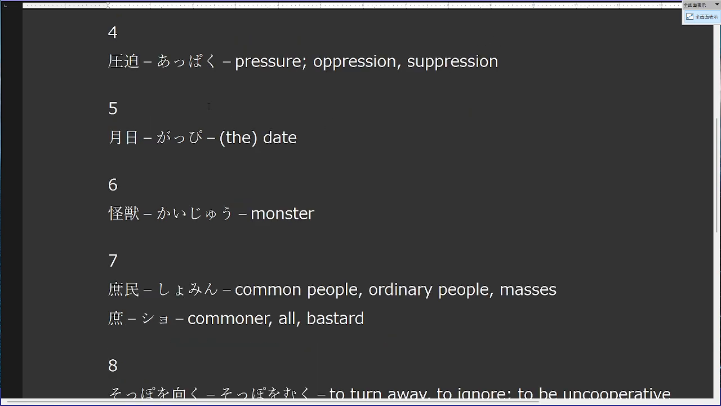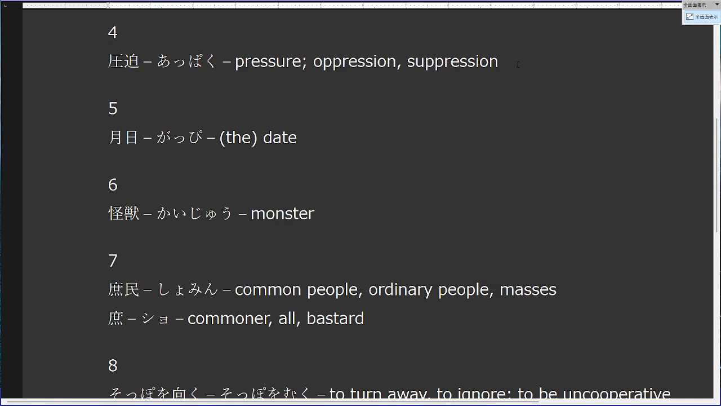Number four is appaku. Atsu on the left side for pressure, and haku on the right side for also kind of approaching. So this is approaching pressure, or pressure itself. Can also mean oppression or suppression. Atsu plus haku is appaku, or approaching pressure.